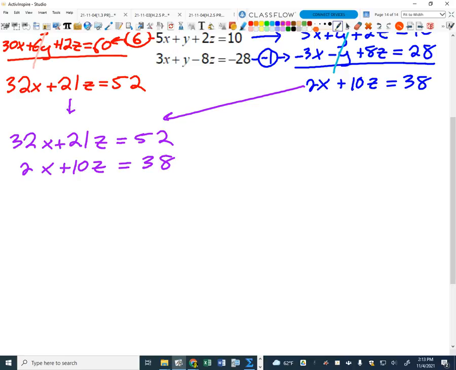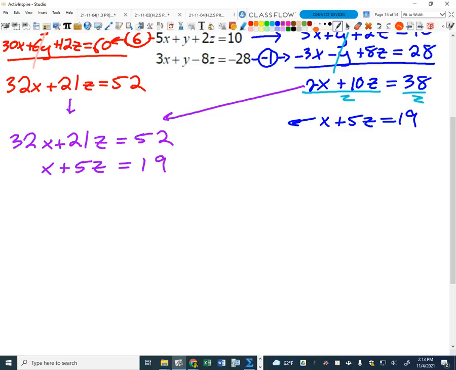Yeah, why not divide both sides by 2, right? That would have been kind of helpful, wouldn't it? If I divide each side through by 2, I'm going to get x plus 5z equals 19. And that makes this bottom equation at least a little bit simpler, right? I've just got an x, 5z, and 19, and it may not be that big a deal.